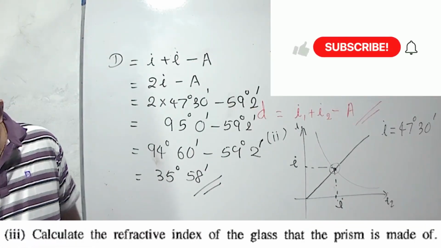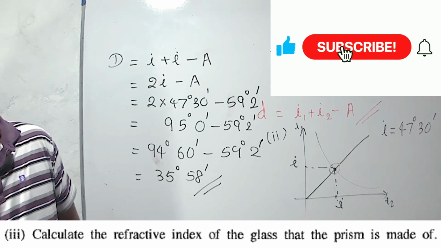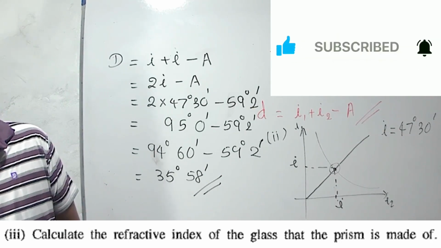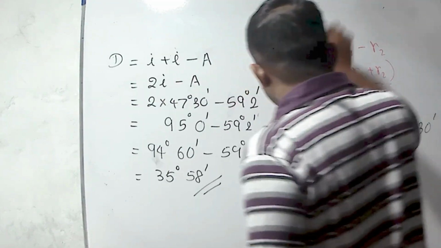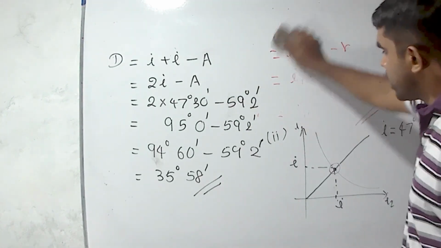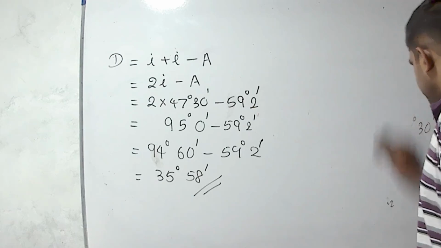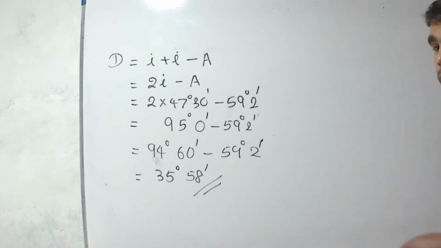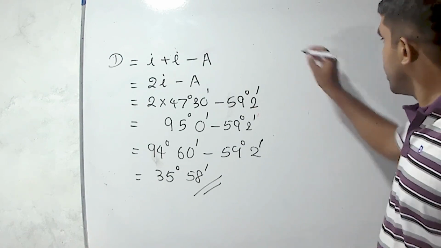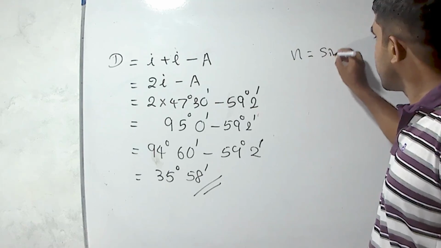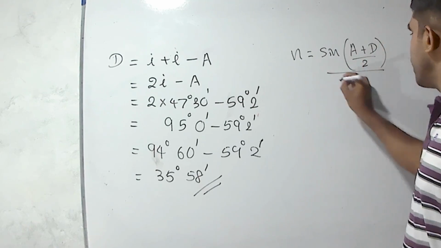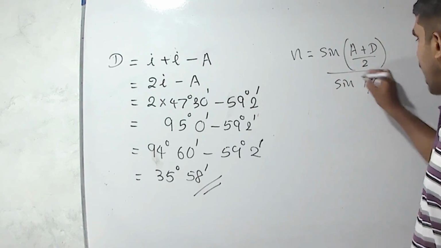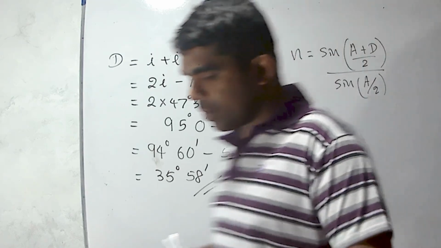Part 3. Calculate the refractive index of the glass that the prism is made of. When calculating the refractive index, we have to use the equation of minimum deviation. We know that the refractive index is sin of A plus D over 2, divided by sin A over 2. It is the angle for minimum deviation.